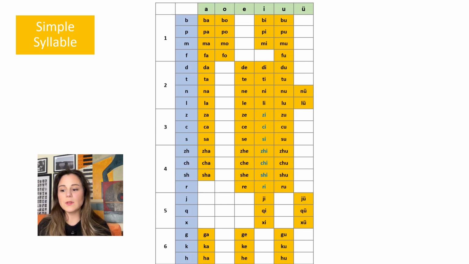Now let's move to the O, which is b, o, bo, p, o, po, m, o, mo, f, o, fo.